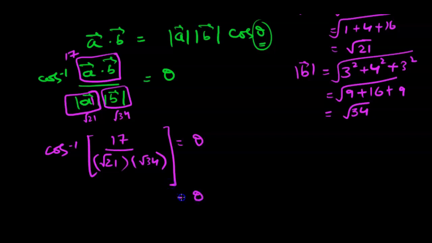And the final answer that we get is 50.5 degrees, or we can write it as theta equal to 51 degrees. So this is how we work to get the angle given the two vectors in component form.